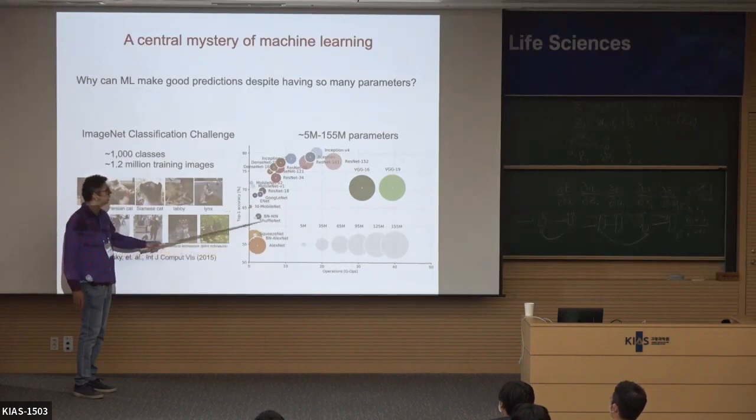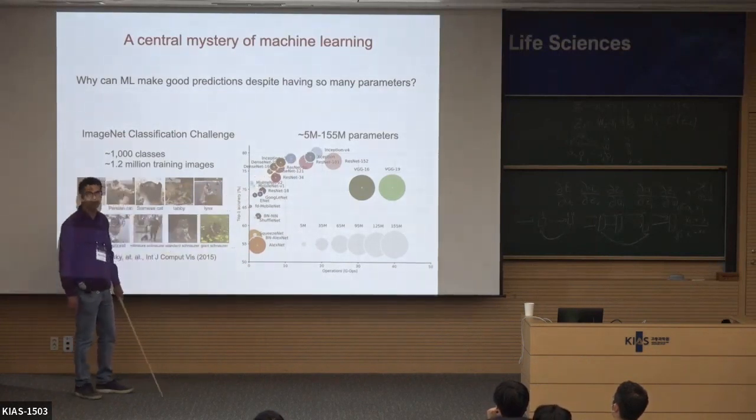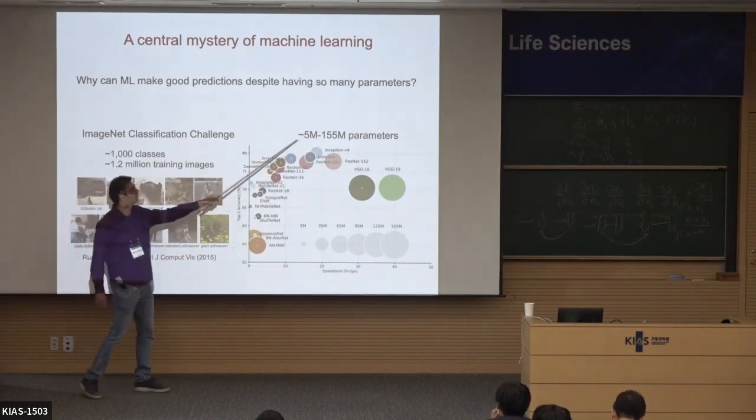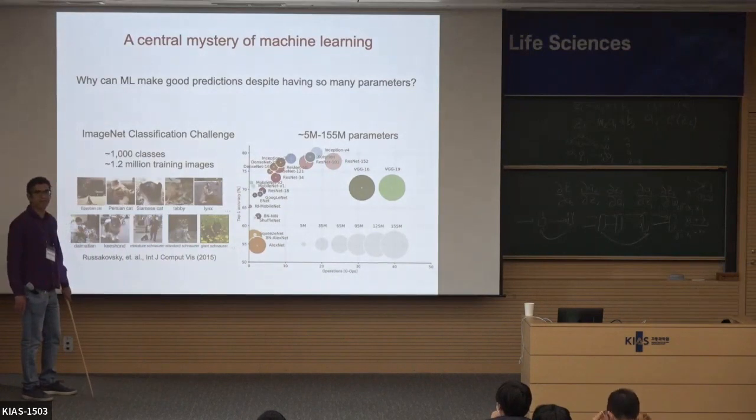And it just keeps getting better and better and better, right? And this is only up until like 2018. But what I want to point out is that the number of parameters here is 5 million to 155 million parameters. But we have 1.2 million training images.